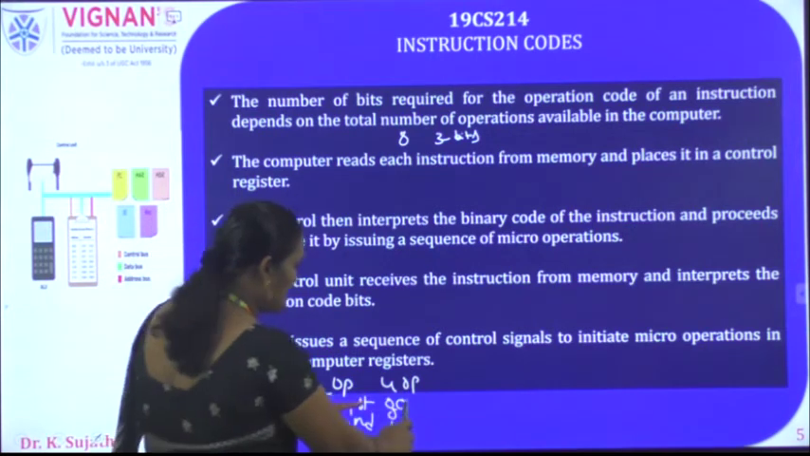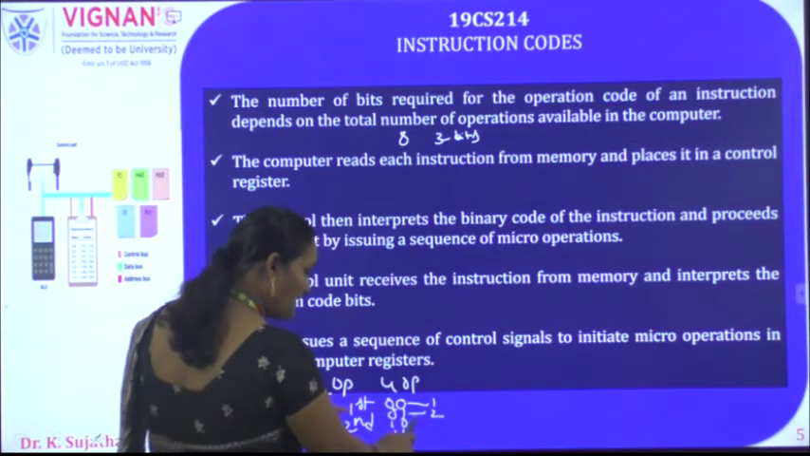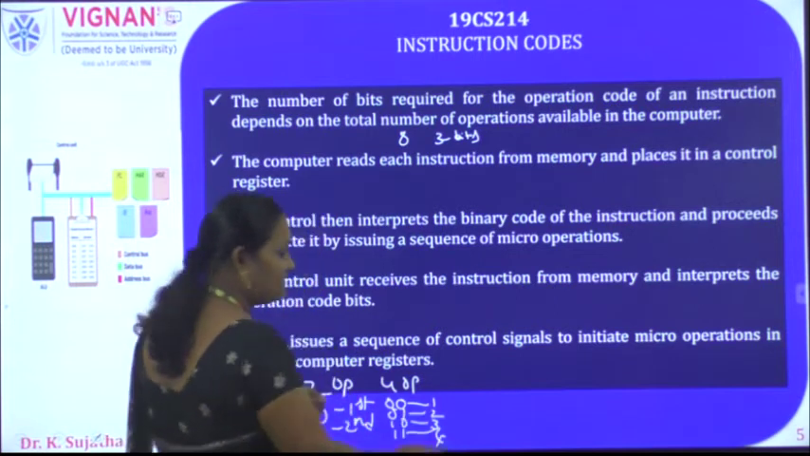That is, first operation is represented with 0 0. Second operation is represented with 0 1. Third operation is represented with 1 0. And fourth operation is represented with 1 1.